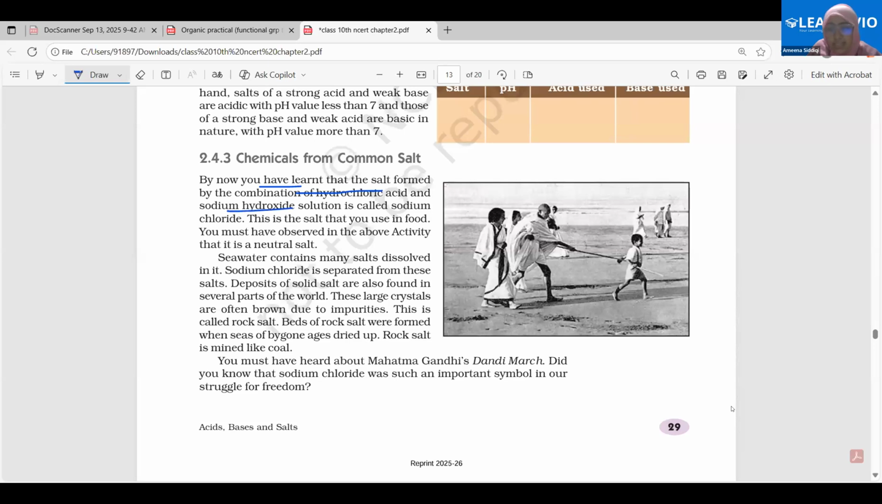and sodium hydroxide is NaCl, which is also called the common salt. Okay, sodium chloride, common salt.